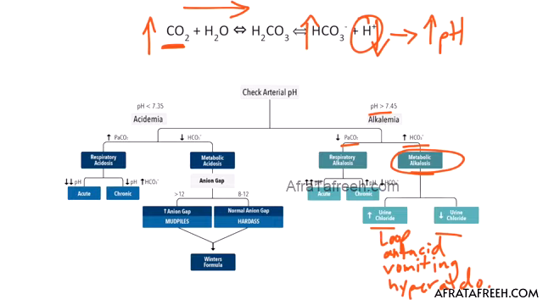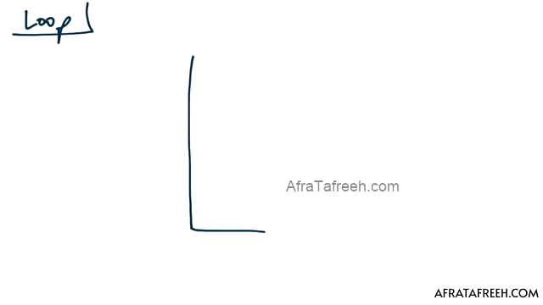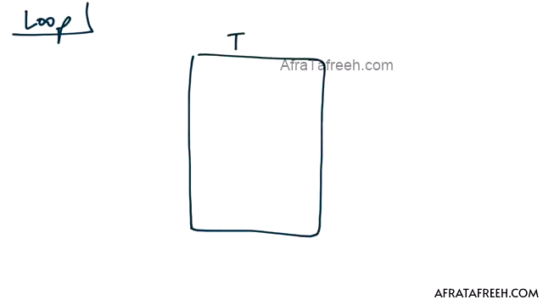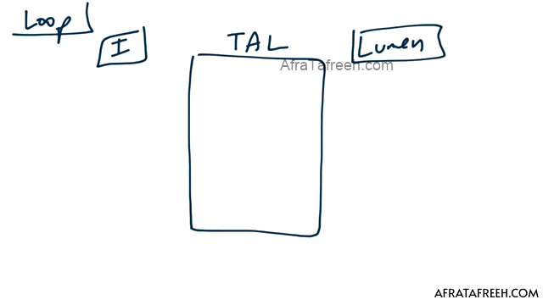Let's pull up a blank screen so I can show you what's going on here. First, we're going to discuss loop diuretics. This is the thick ascending limb of the nephron. This is the interstitium, and this is the lumen. Recall that there is a sodium-potassium-chloride pump on the luminal surface of the thick ascending limb. This is sometimes referred to as the NKCC channel.